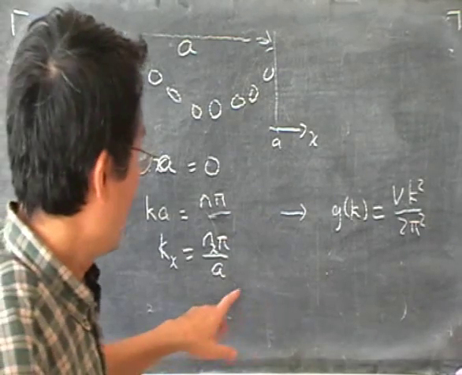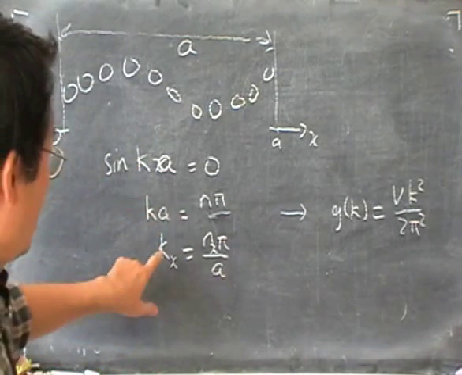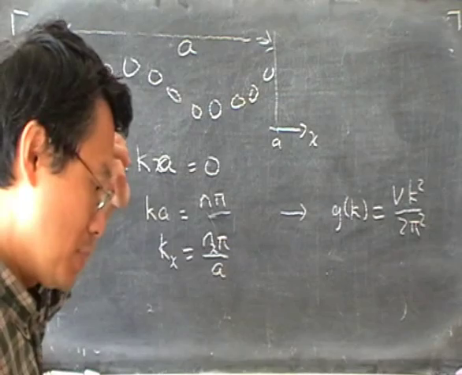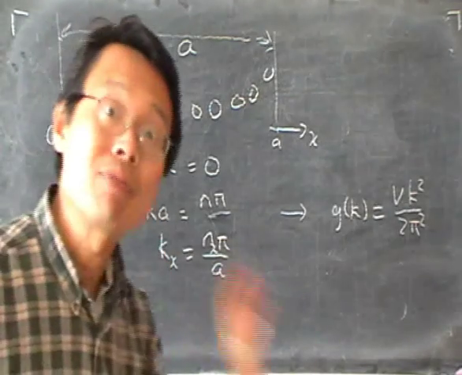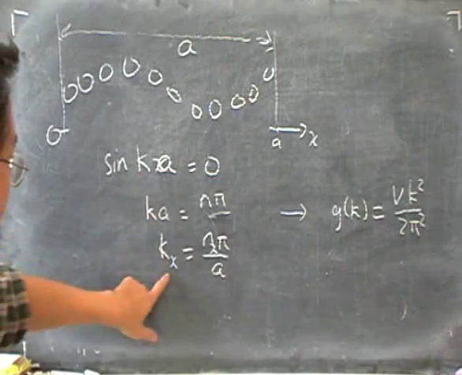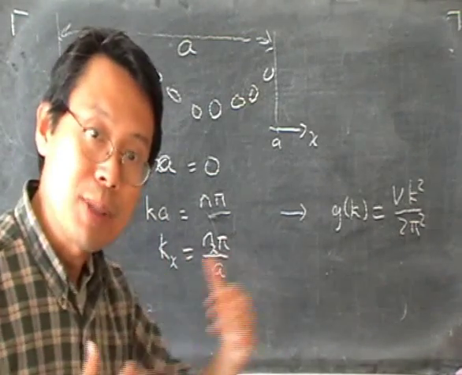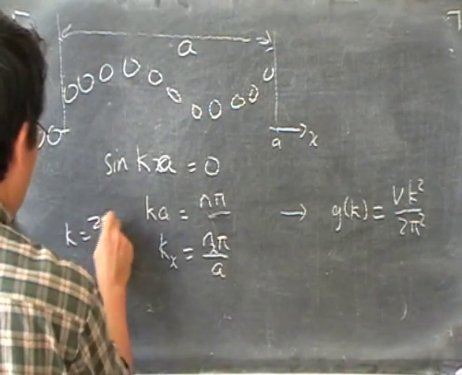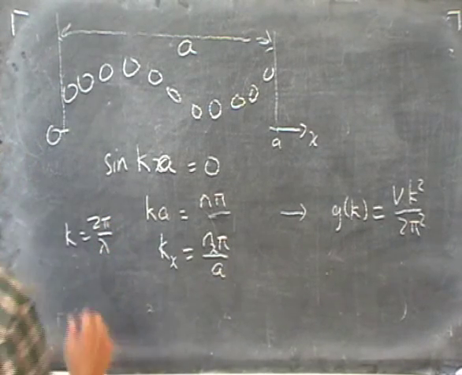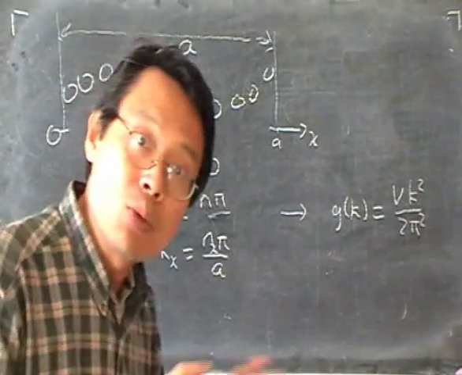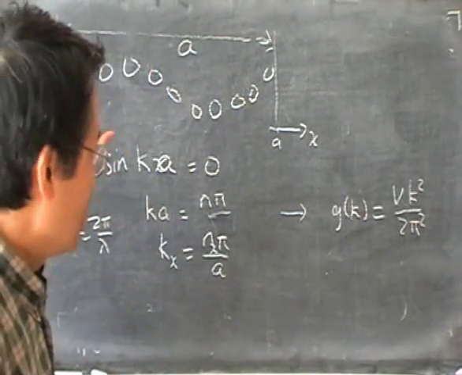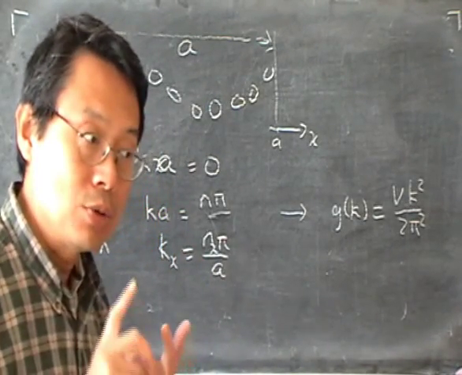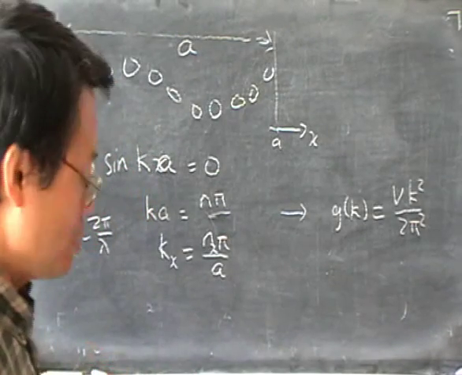For a particular quantization condition, meaning a particular wavelength, the k here, or the kx here, essentially specifies the wavelength in a certain direction, because k is equal to 2 pi over lambda. So for a particular wavelength of the wave in a solid, there are actually 3 possible ways that the wave can take place.